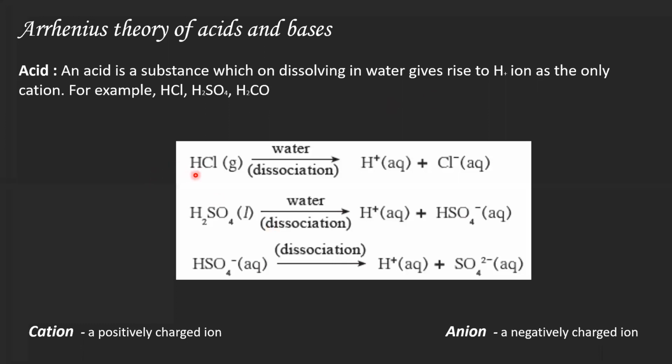So the first is HCl, hydrochloric acid. HCl in the gaseous state, G, we put it in water. So I put HCl in water, and then dissociation happens. This is the solution I'm putting it in, so this is water. This is the process which is happening, which is dissociation. What happens is that I get H plus cation, which is in aqueous state because it is being dissolved in water, plus Cl minus, which is the anion I get, which is in the aqueous state again. So this is nothing but a dissociation of acid in water.